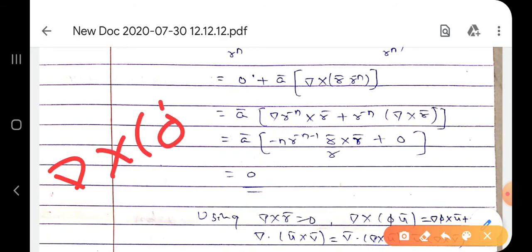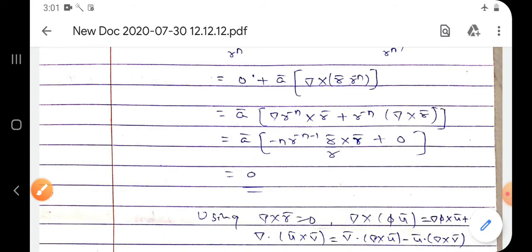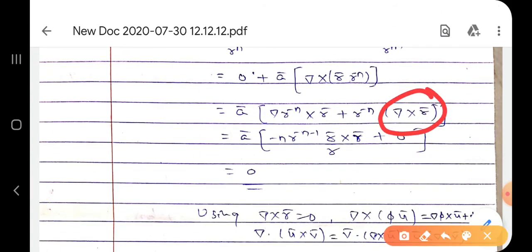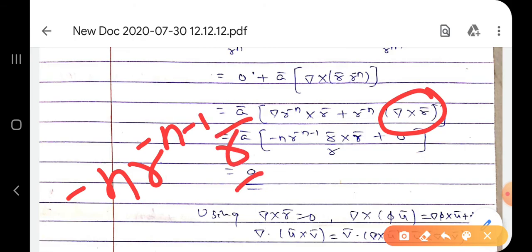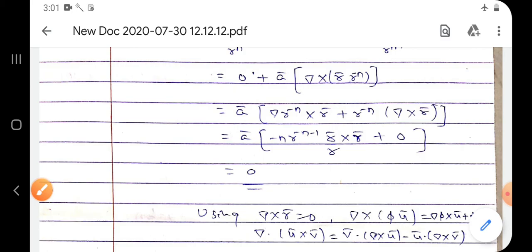Del cross phi u bar. You know this, del cross phi u bar. What is that? Del phi cross u bar plus phi into del cross u bar. So tell me, what will you get? Here, del of r raised to minus n cross r bar plus r raised to minus n del cross r bar. Now again del cross r bar is 0. And here, if I write minus n r raised to minus n minus 1 r bar upon r, and cross product with again this r bar, r bar cross r bar, cross product of same vector is 0. So our answer is 0.